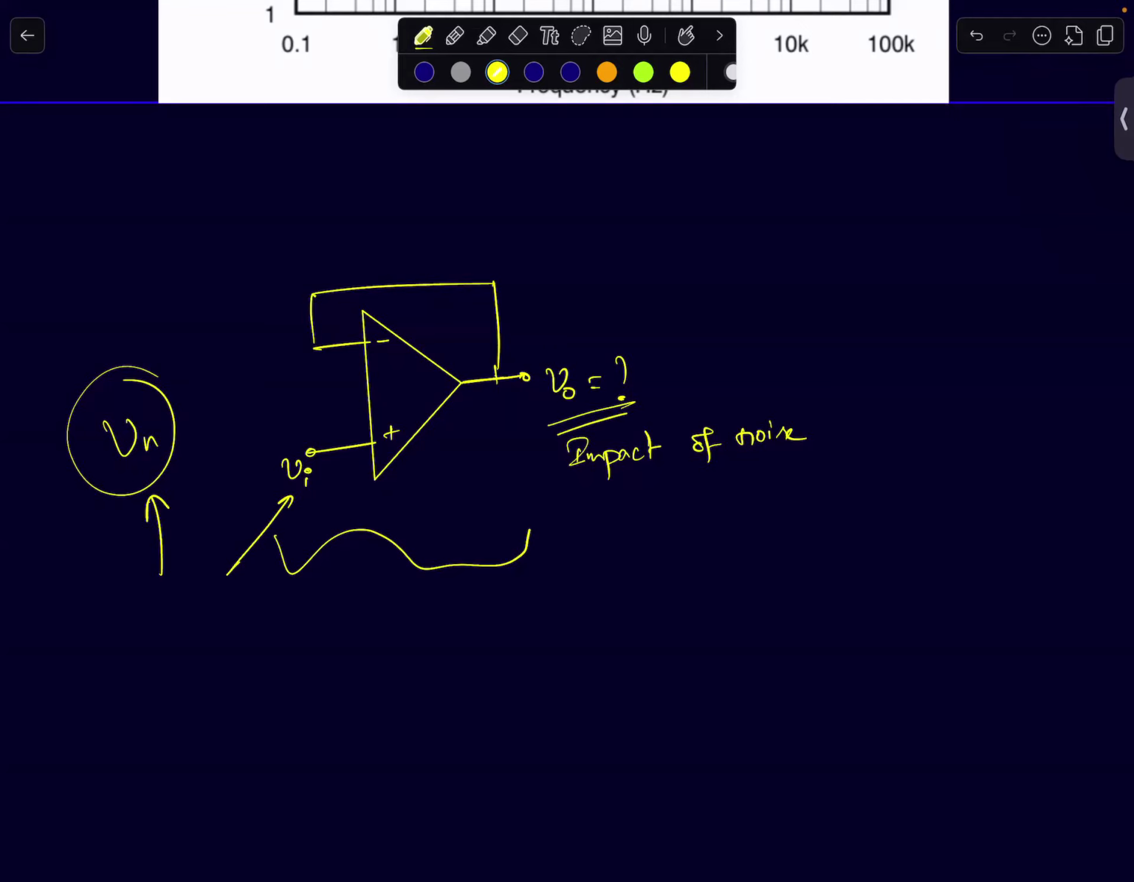It's a voltage follower circuit, right? You can use the principle of superposition. Assume Vi is 0, then Vn is 0, and analyze it. What will be the output voltage? Vi plus Vn, because it's directly a voltage follower circuit. There is no confusion there. You will get a direct Vi plus Vn.